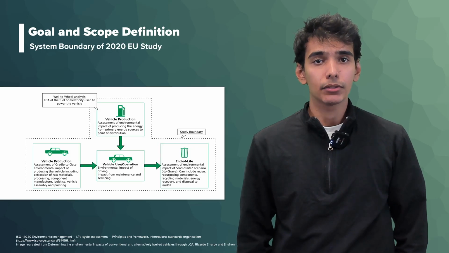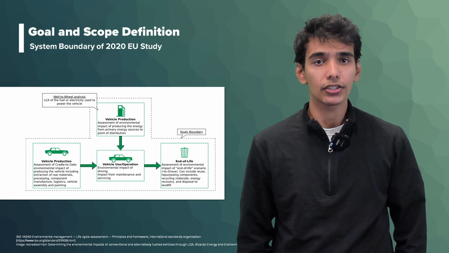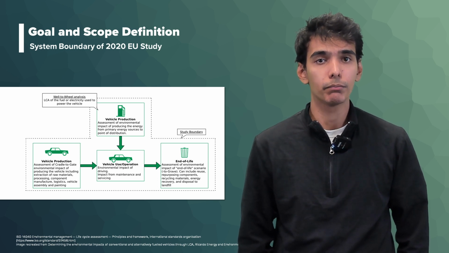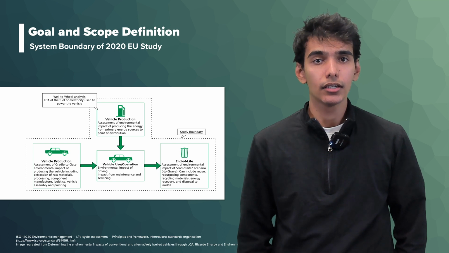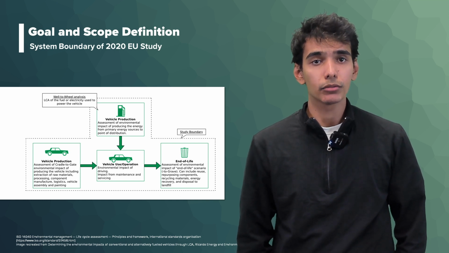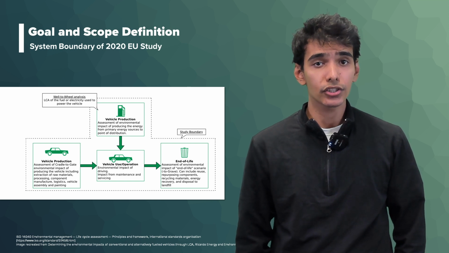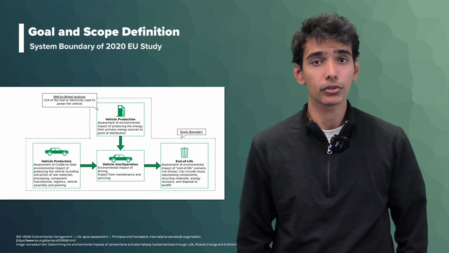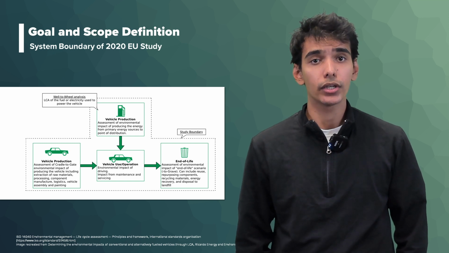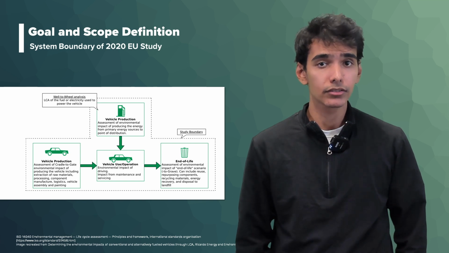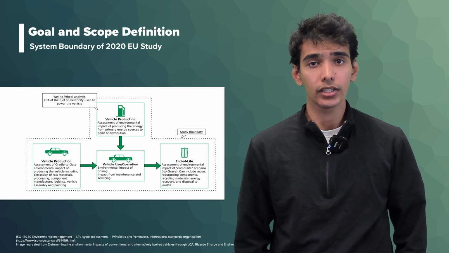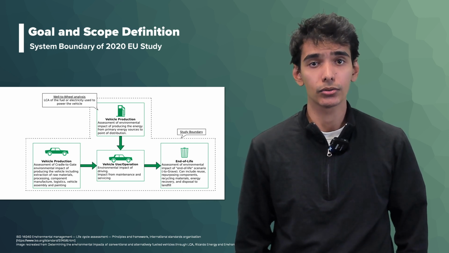So we take the example again of the 2020 EU study. Essentially, the dotted line that you could see is the scope or the boundary of this study. So this contains vehicle production, so everything that goes into the production of the vehicles in the first place, the vehicle use and operation, and also in conjunction with the fuel that is required to fuel the vehicles, and also the end-of-life treatment of the vehicle parts and recycling and everything that goes into these processes.